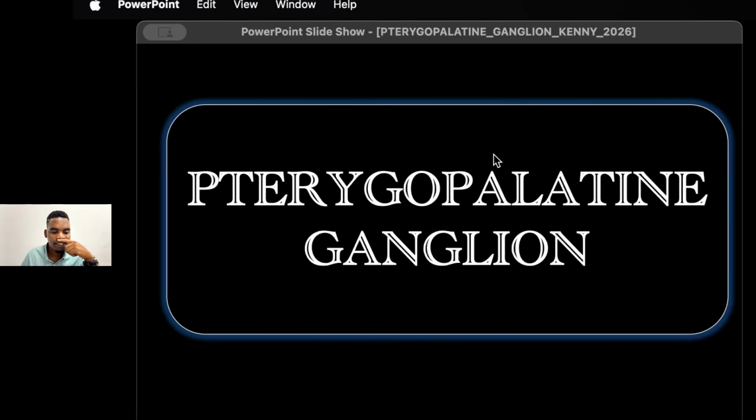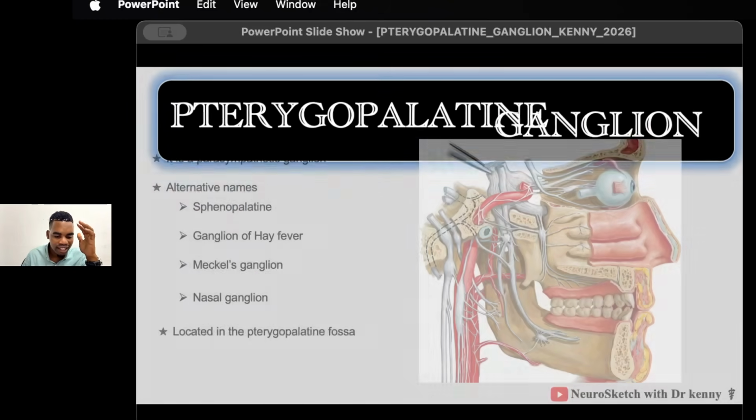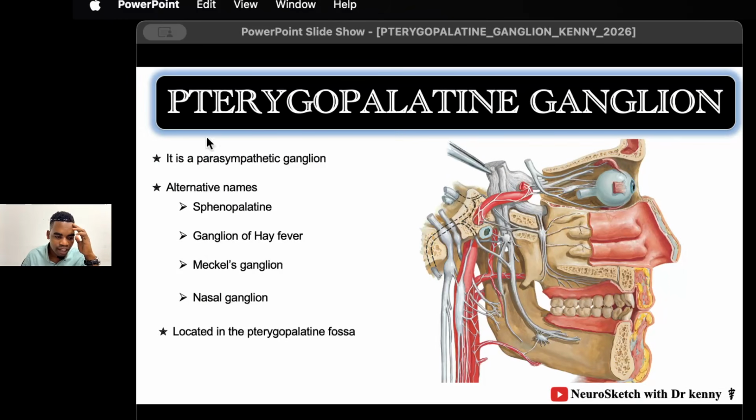Today we're going to discuss the Pterygopalatine Ganglion, which is one among the four parasympathetic ganglia of the head, and this is your Pterygopalatine Ganglion. As we've said, it has a number of names, including the Sphenopalatine Ganglion, the ganglion of hay fever, Meckel's ganglion, the nasal ganglion, and some other names that may be applicable. The pterygopalatine ganglion is located in the pterygopalatine fossa. So this is the pterygopalatine fossa.